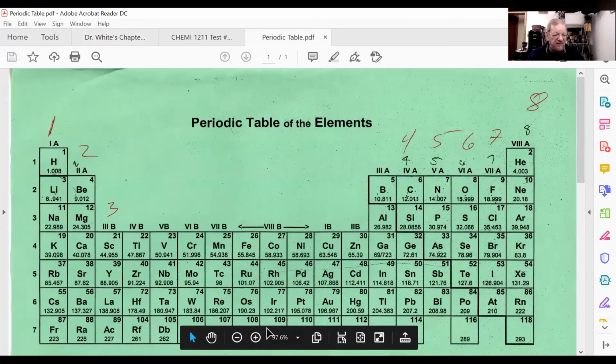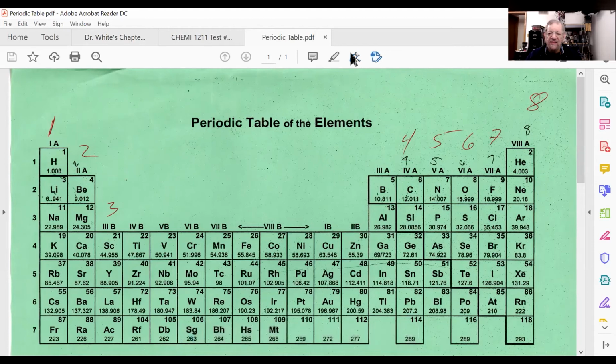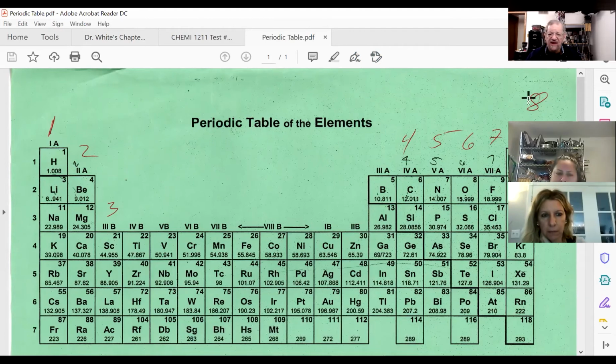And where do you get the molecular weights? For that one, it was HCl, 1 hydrogen. Everybody see the periodic table? Thank you.